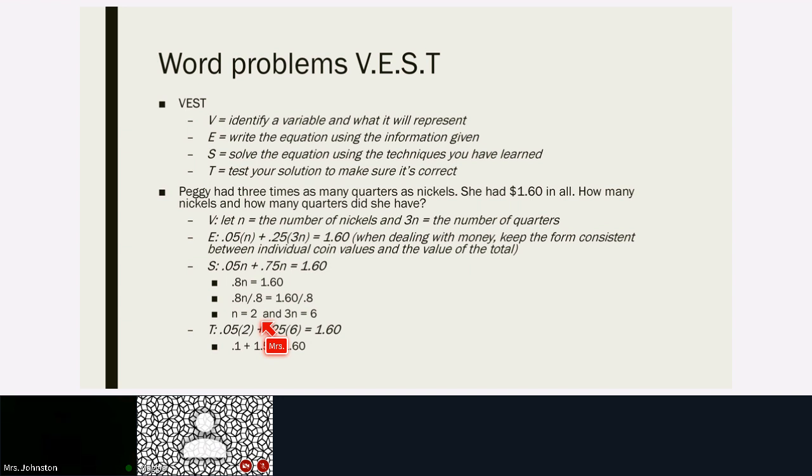Now, that's not the end of the problem, not even the end of the solution. You must also tell how many quarters, so figure out 3 times n equals 6 for the number of quarters. Now, to test it out, I just take my equation and put in the values that I found. 0.05 times 2 nickels is 0.1 or 10 cents. 0.25 times 6 is 1.5 or $1.50, and they do indeed add to 1.60 or $1.60.